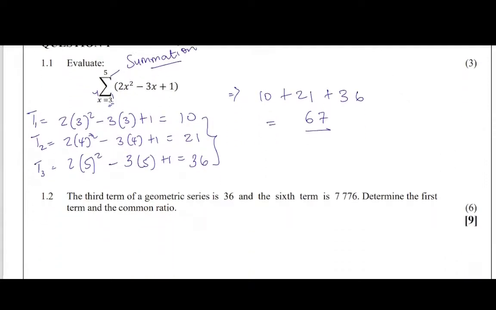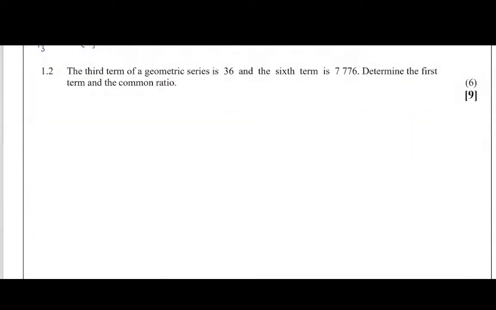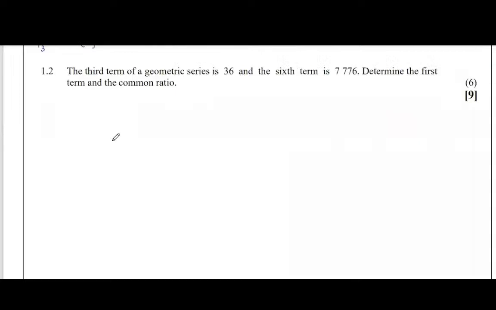Then we move on to 1.2. We're being told that the third term of a geometric series is 36, and then the sixth term is this much. They want us to determine the first term and the common ratio.